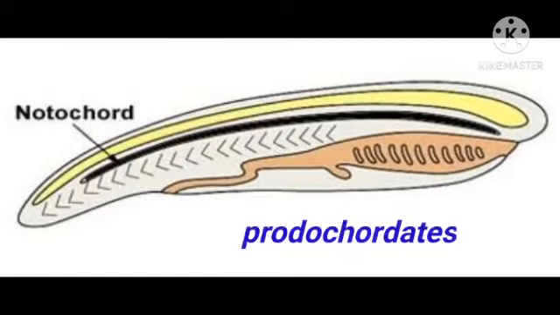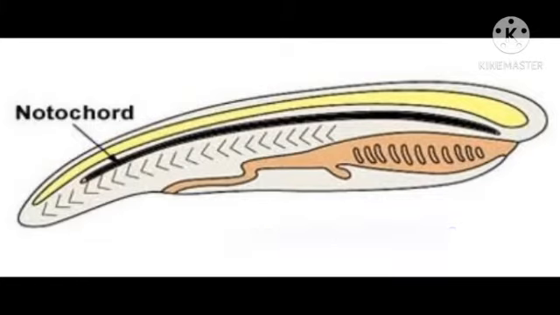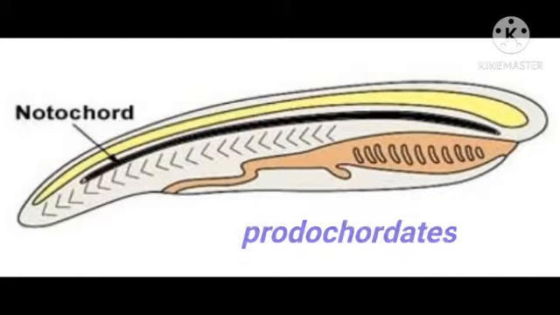and vertebral column in adult phase. So these organisms have the notochord in their initial stage of life. Later on it is not present. Such organisms are called hemichordates or protochordates.